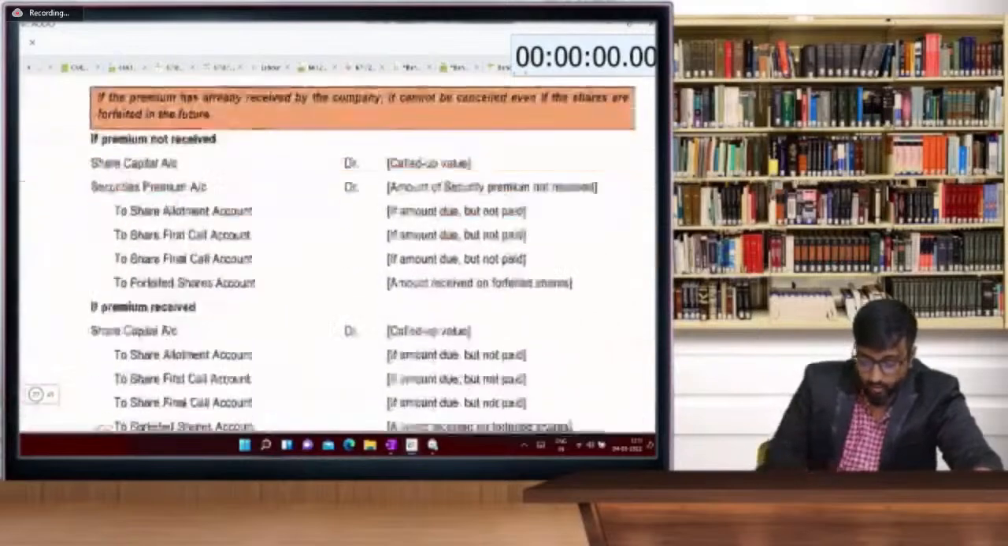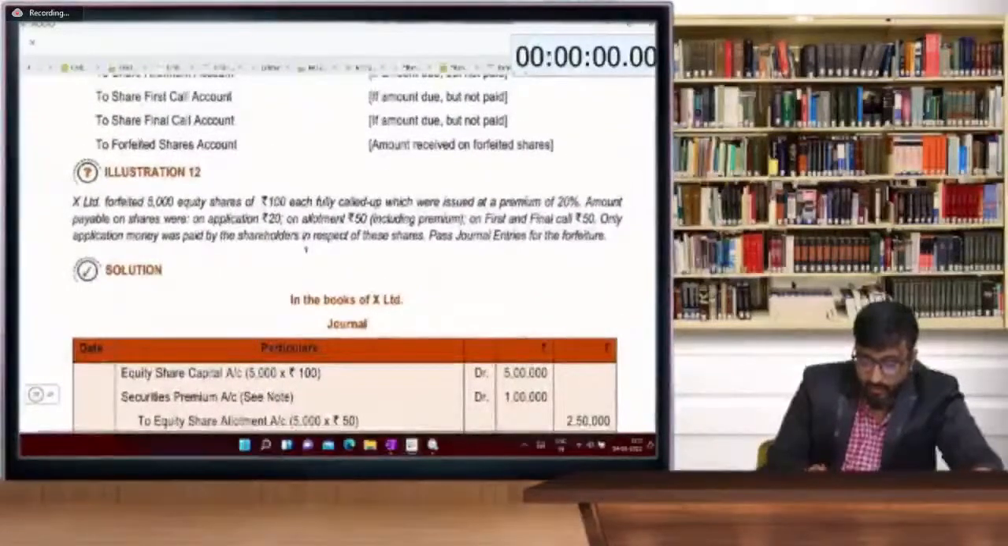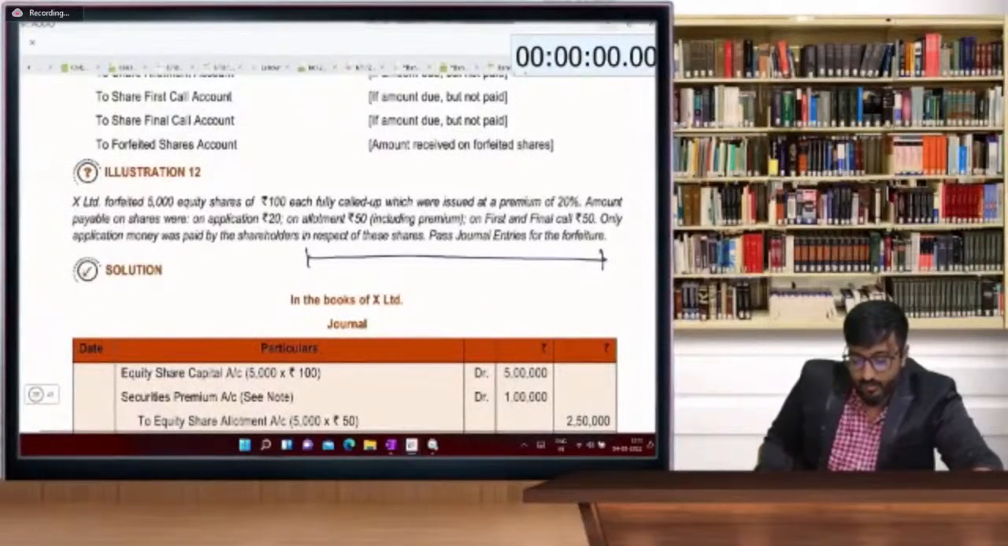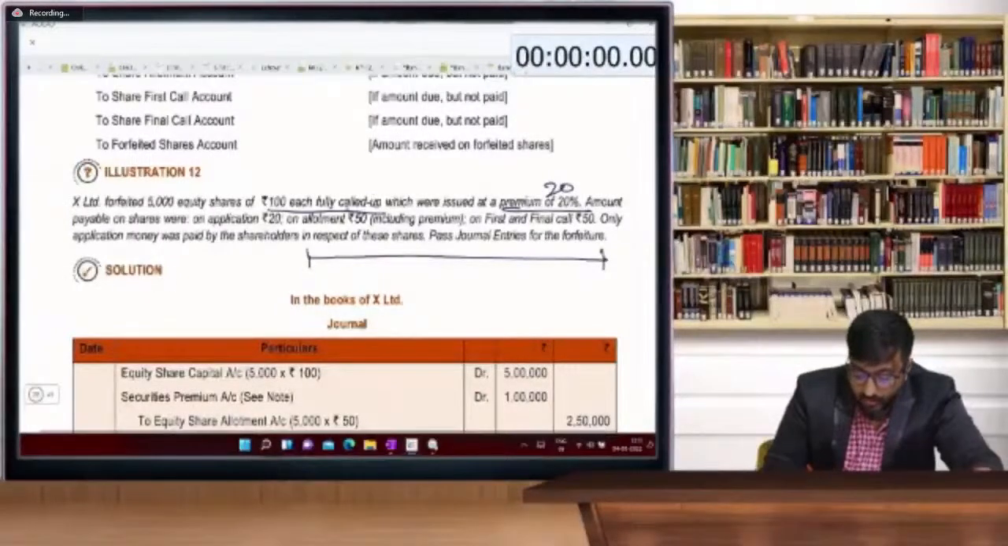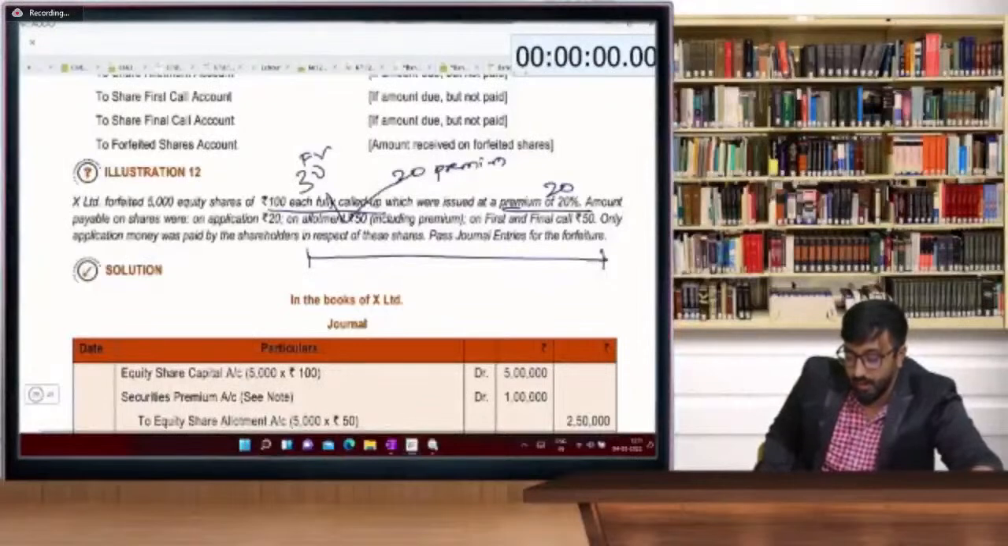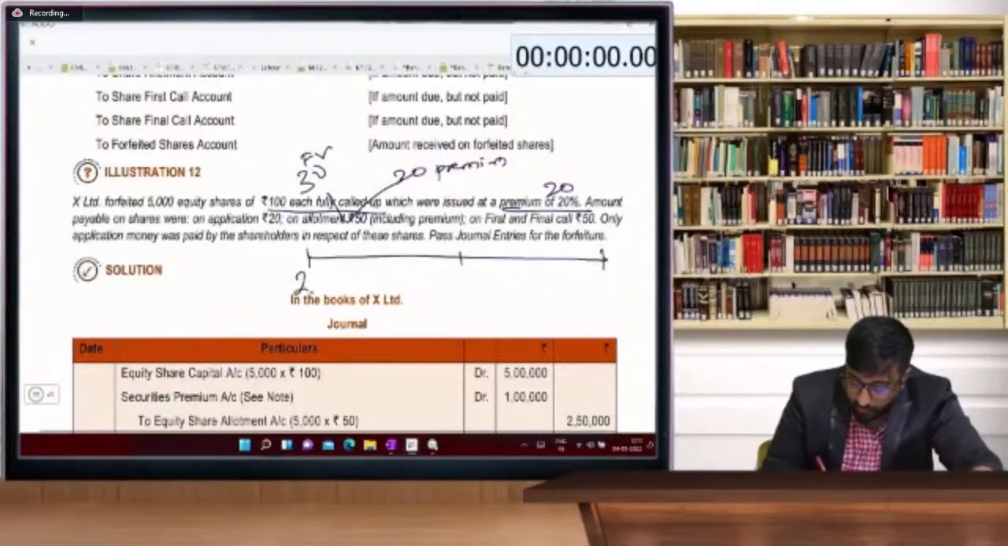Next one, security premium. Draw the diagram first. 100 each called up at a security premium of 20. Amount on application 20. Allotment including premium, so premium is 20, so face value is 30, including premium. And final call 50. Diagram: 20, 30, 20, and 50. Only application money received.